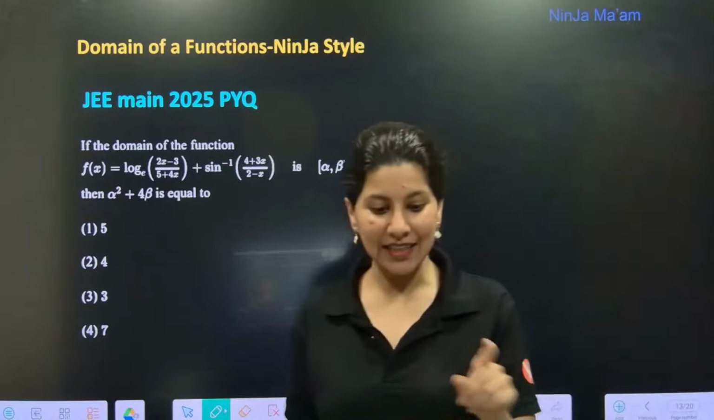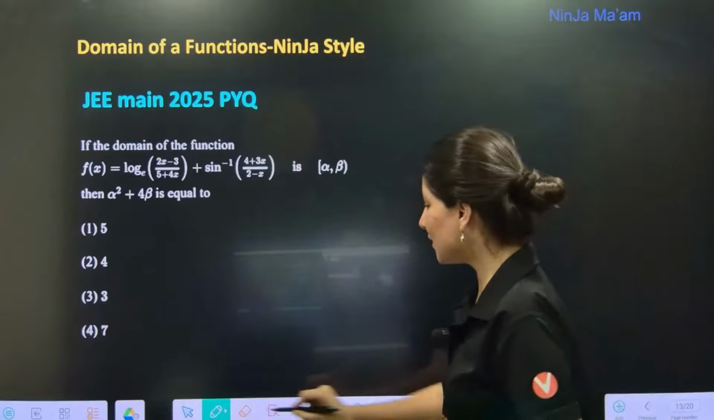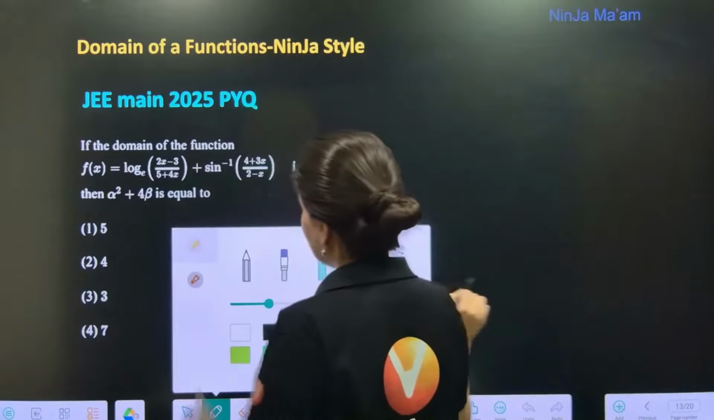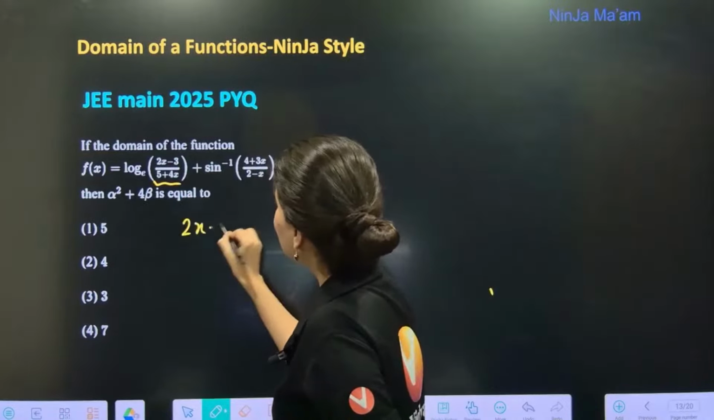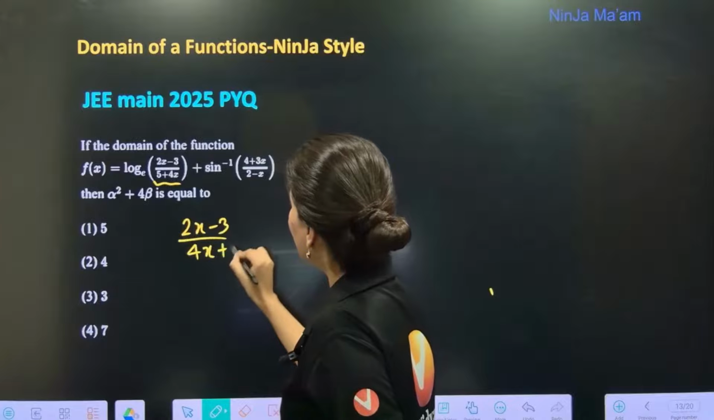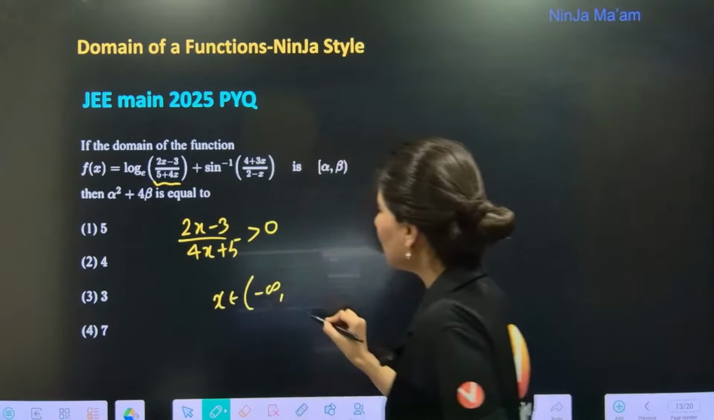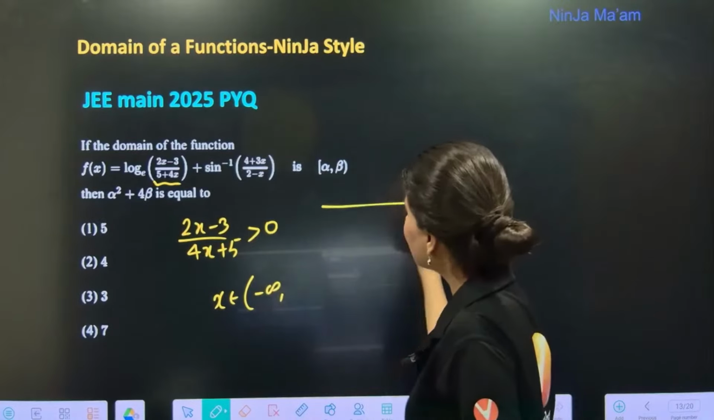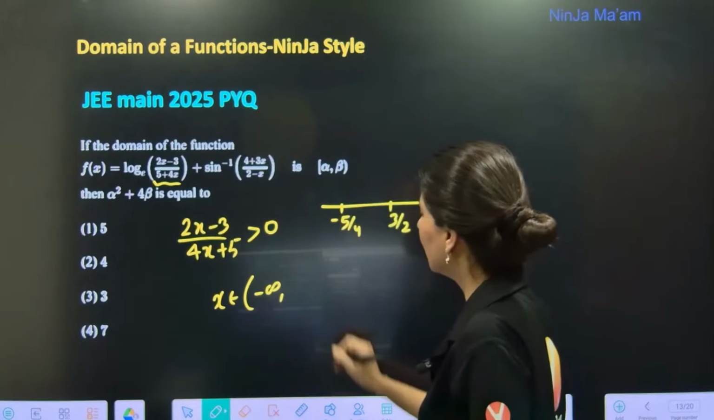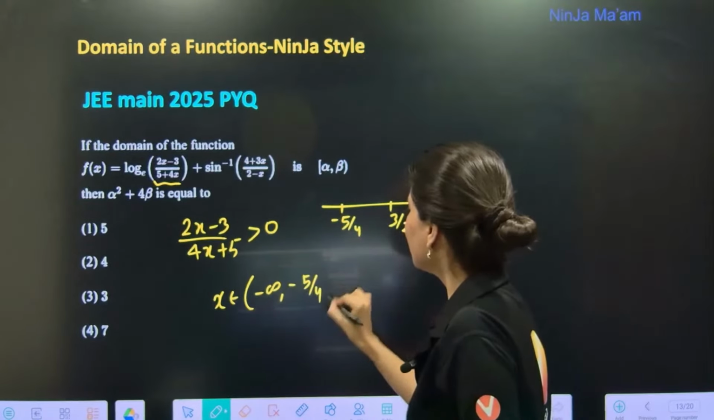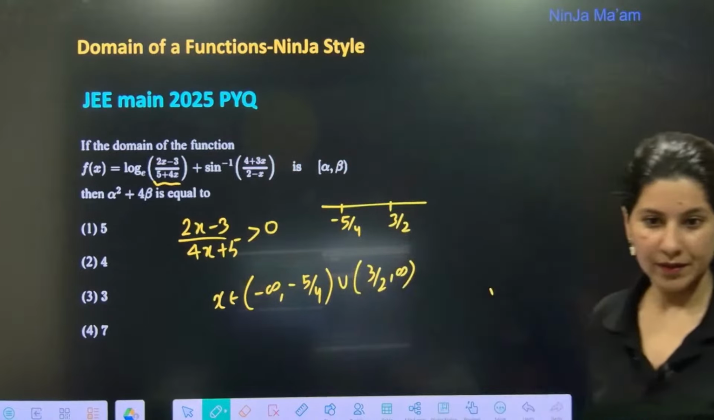This trick is for sine and cos both. We'll apply the same trick. Can you see? Again, here log is there. So 2x minus 3, 4x plus 5 should be greater than 0. So x belongs to minus infinity to, see, critical points will be minus 5 by 4 and 3 by 2. So it is going to be minus infinity to minus 5 by 4 union 3 by 2 to infinity.